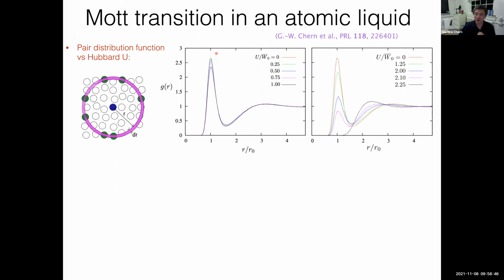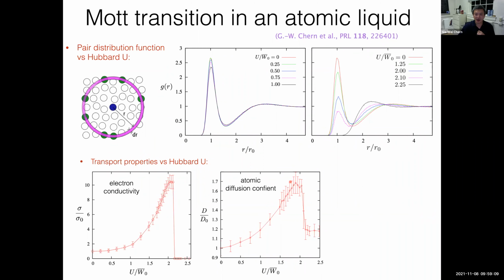This corresponds to a dimer peak, which means these atoms like to form a molecule, like an H2 molecule. And when you increase Hubbard U, this molecular peak is suppressed. And when U is larger than the critical value, you get a totally different pair correlation function.